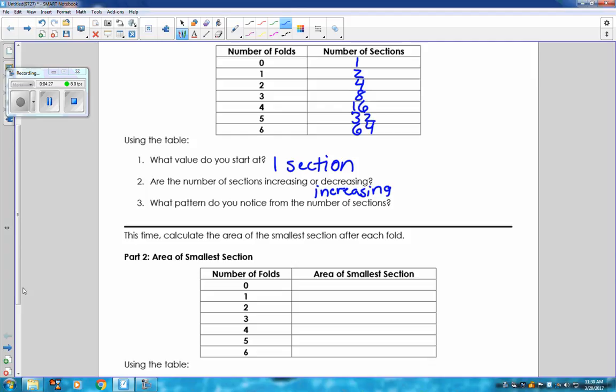The last question is, what pattern did you notice by the number of sections? Every time I folded it, what happened? Multiplied by 2.